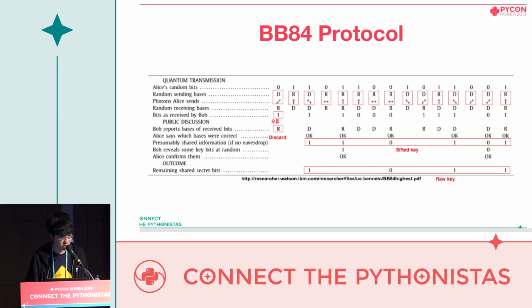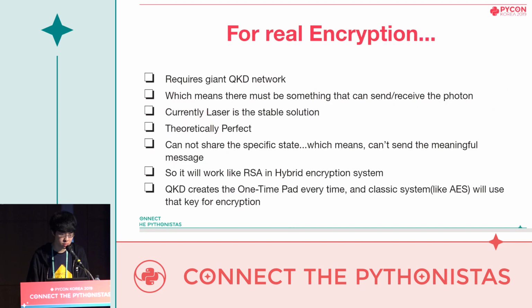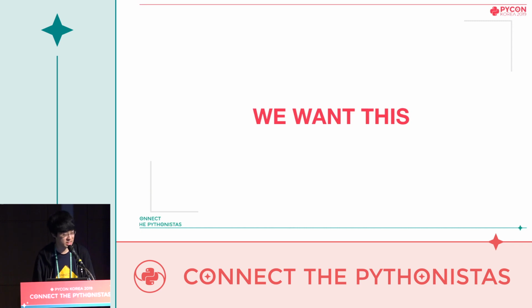I know this is rather complicated, and because this explanation is quite simplified, it's not 100% accurate. Also, there are a few more great features, like detecting eavesdroppers and crackers. But using this for real encryption is never easy. RSA requires only some classical computers with minimal specs. Even a Raspberry Pi can do it easily. However, QKD isn't like that. This requires a giant QKD network which can communicate with photons, and I think you can feel how expensive that is. So yeah, we want this.